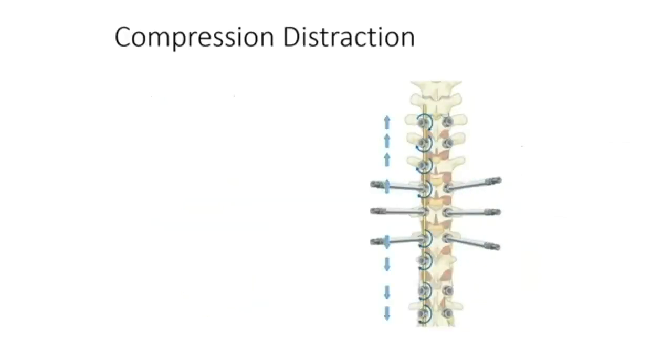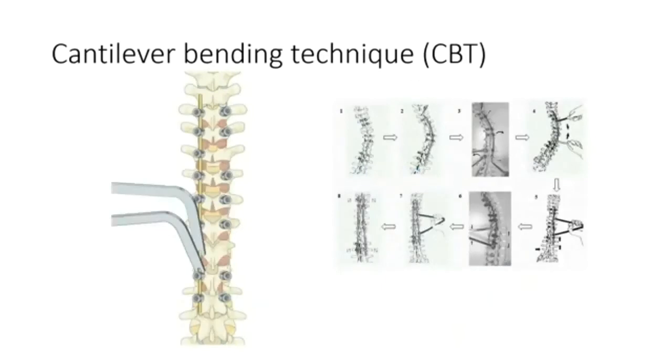This is again compression section. And you can put the rod and then bend the rod itself. I'm not a very big fan of this cantilever bending or in situ bending. Maybe to do some fine tuning, but not to do the whole maneuver because of the decrease in the pull out strength of the screws using this method.